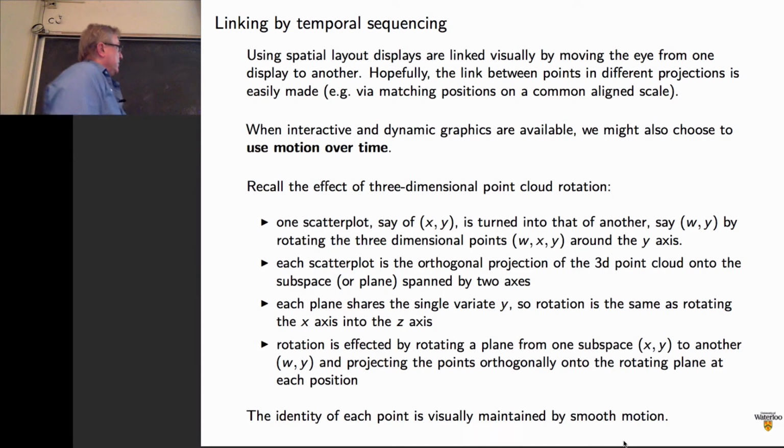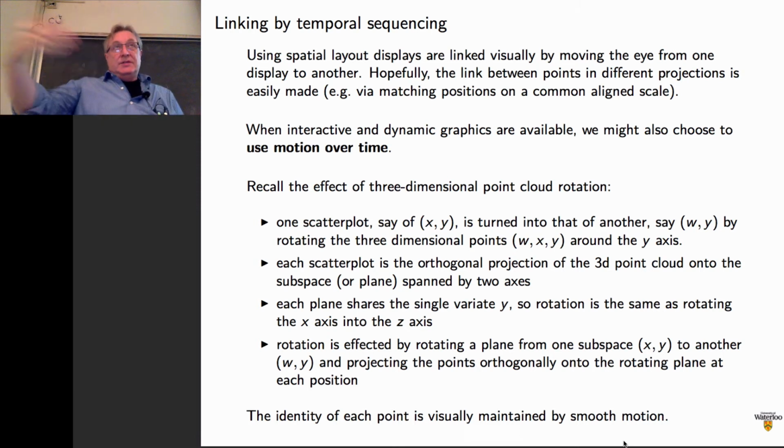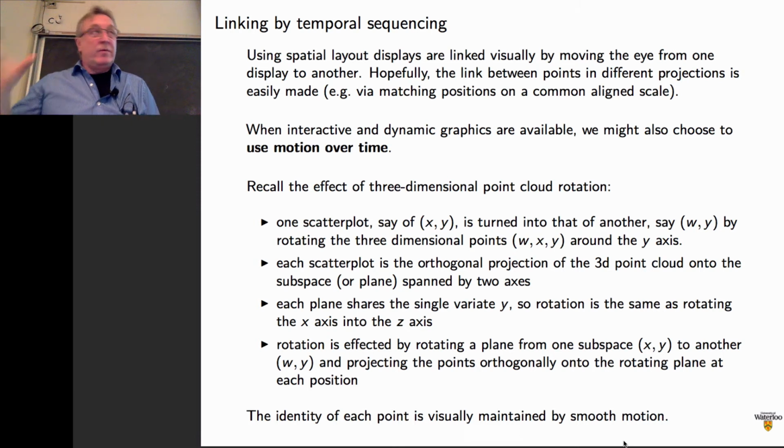So another way of doing this is by linking things in time. We saw that when we did 3D rotation. It's effectively linking those points because they're not far from each other between any two time points, so you can kind of track one into the other. Remember when we did 3D rotation, we looked at a scatter plot, which was effectively a plane. Project all the data onto the plane, and then move that plane and show you the projections of the data on every plane in between the beginning and the end plane. And that looked like a 3D rotation.